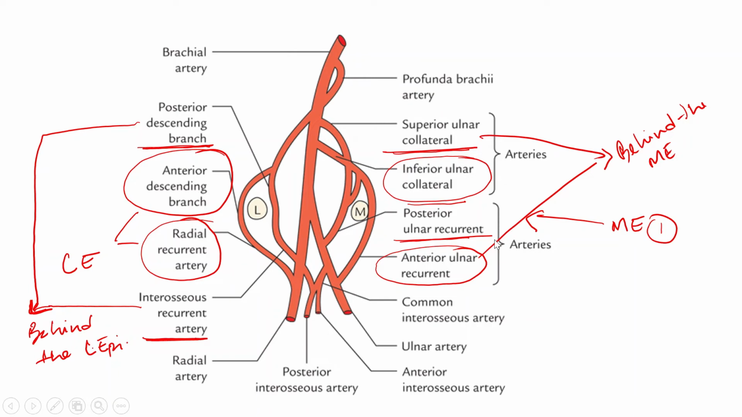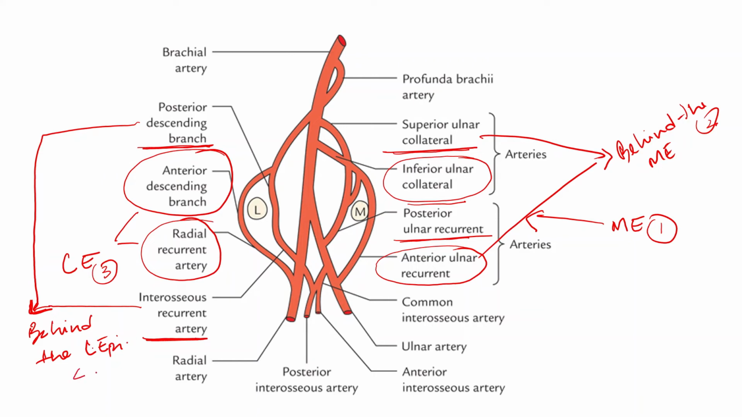The third anastomosing site is the area in front of the lateral epicondyle. So in front of the lateral epicondyle, the anastomosis is seen between the radial recurrent branch of the radial artery from below and the anterior descending branch of the profunda brachii artery from above.